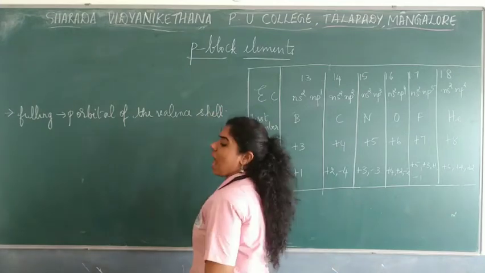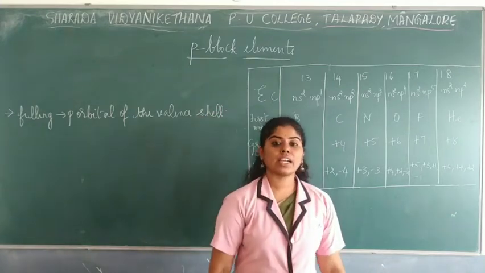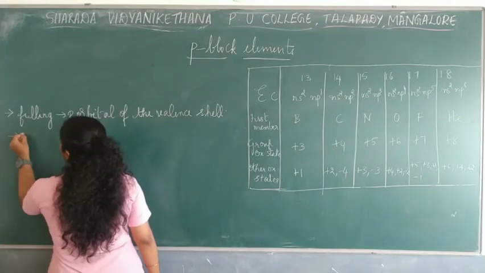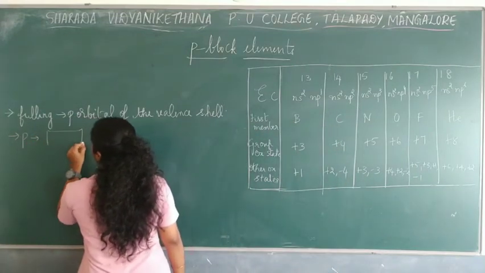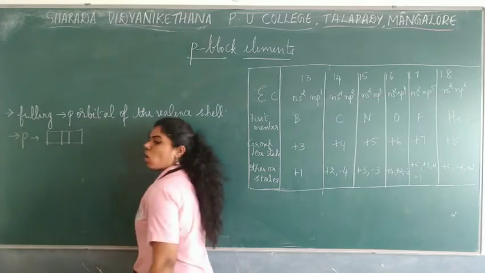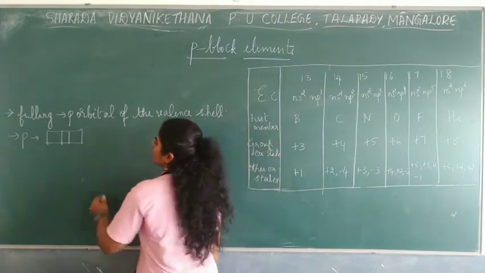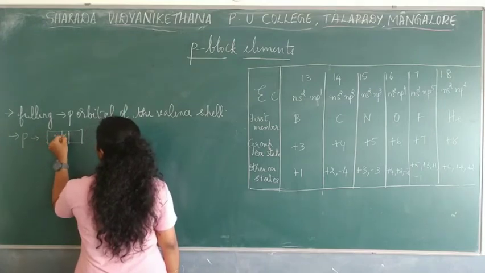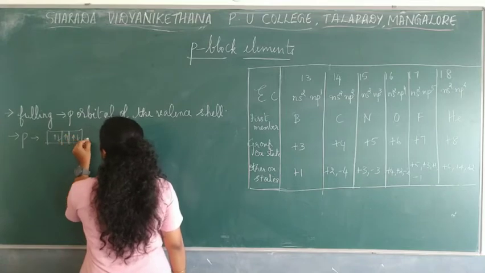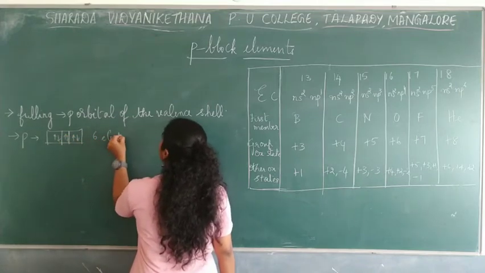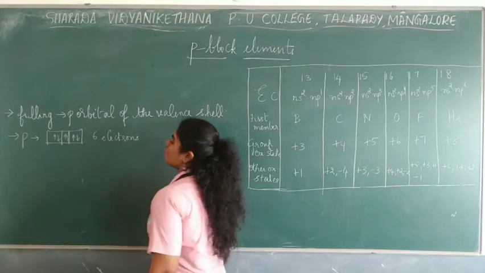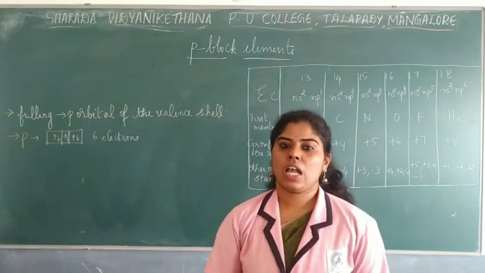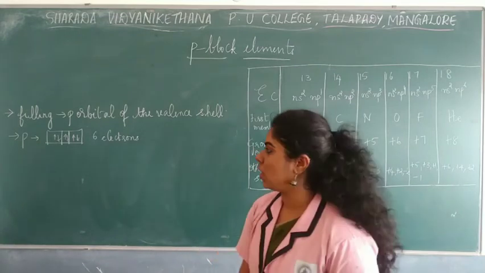Okay, so as we know, the p subshell actually consists of 3 orbitals, right? So maximum, the p shell consists of 3 orbitals. Where how many electrons can be filled? There can be 6 electrons which can be filled. A maximum of 6 electrons can be filled in the p orbital. So mainly there are 3 orbitals where you can fill 6 electrons.